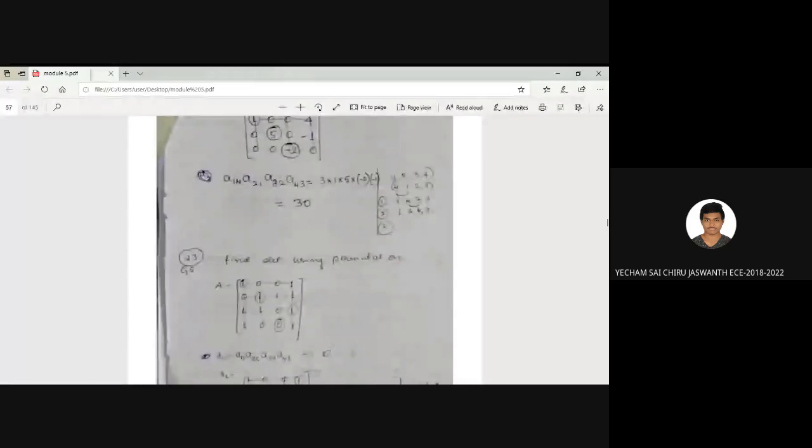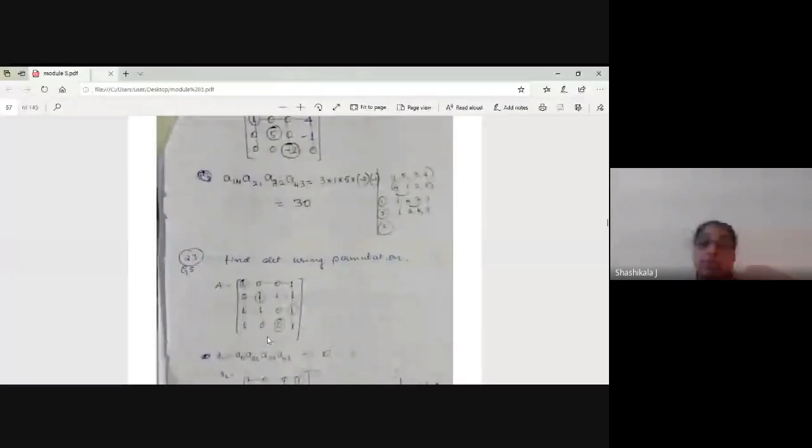Jaswant, got the answer? Okay. Next, I got it. Yeah. Next, last one. Can you try to find out this? Because here it is all 0s and 1s, it will be very easy. Yes. All you should do.